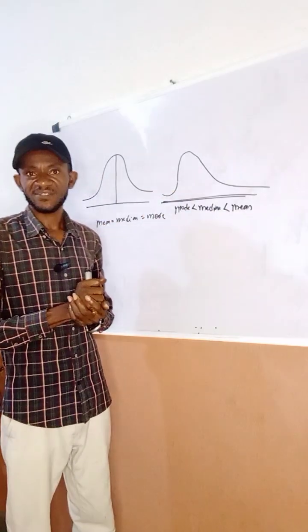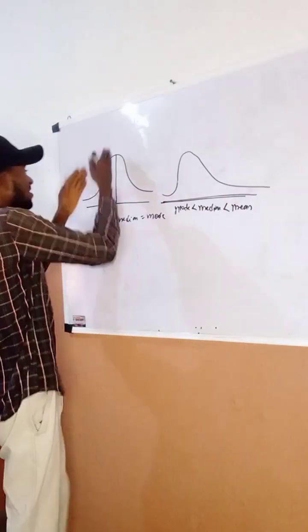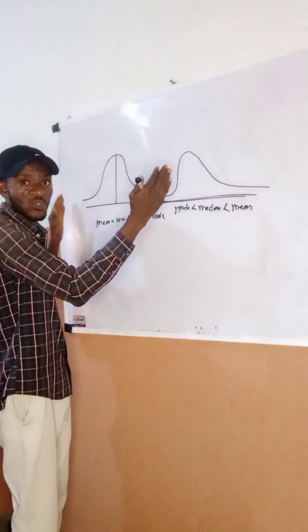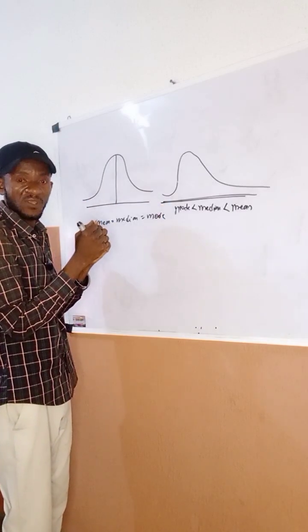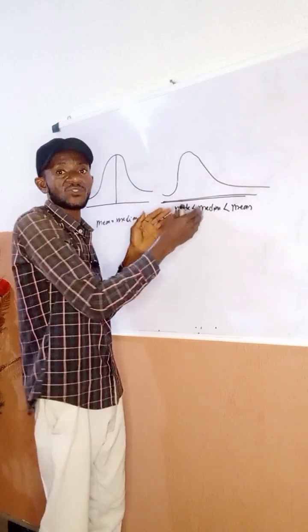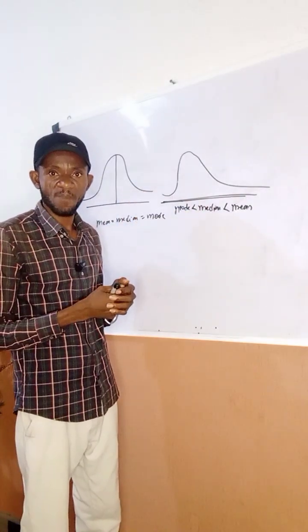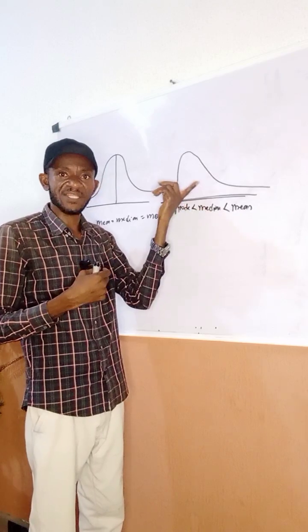To the right. That is the implication. It is no longer symmetrical, because when it is symmetrical, you can divide it into two equal halves. What you have at the left and what you have at the right are equal. But when it is skewed, either to the right or to the left, if you divide it into two, they cannot be equal. So this is what I want us to take to mind.